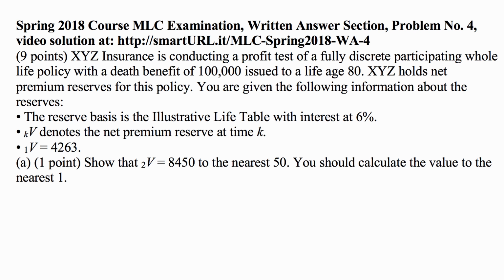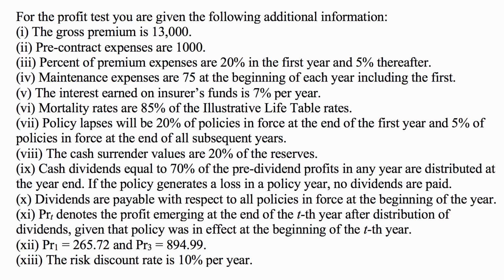Part A of the question is to show that 2V is 8450 to the nearest 50. You should calculate the value to the nearest 1. For the profit test, you are given the following additional information. The gross premium is $13,000. Pre-contract expenses are $1,000. Percent of premium expenses are 20% in the first year and 5% thereafter. Maintenance expenses are $75 at the beginning of each year, including the first. The interest earned on insurers' funds is 7% per year. Mortality rates are 85% of the illustrative life table rates.